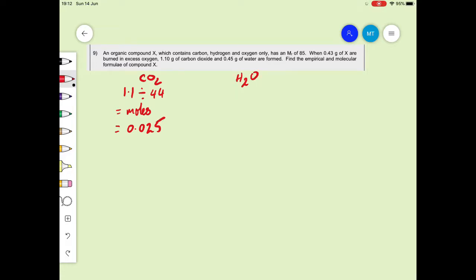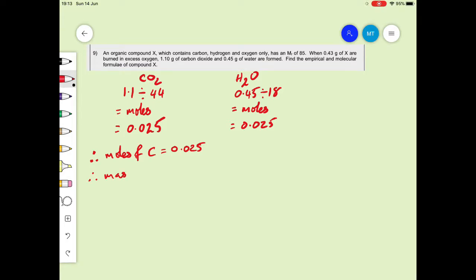On the other side, you try and find the moles of water. Once again, it's mass over relative mass, and that should give you, in terms of moles, 0.025. Now, if you look at the carbon dioxide, that should tell you how many moles of carbon there are. So the moles of carbon would be 0.025.